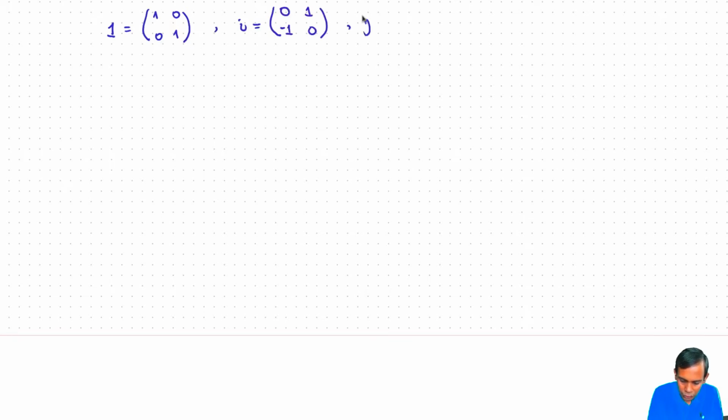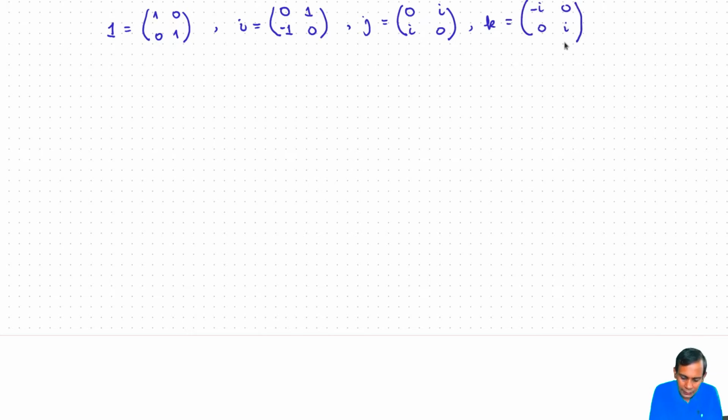You're already familiar with the group of quaternions, which we talked about in the first week of this course. In order to have the group of quaternions, we had 4 matrices: one which is just the identity matrix, (1 0; 0 1), the matrix which I called I, which is (0 1; -1 0), the matrix J, which I called (0 i; i 0), and the matrix K, which is (-i 0; 0 i).